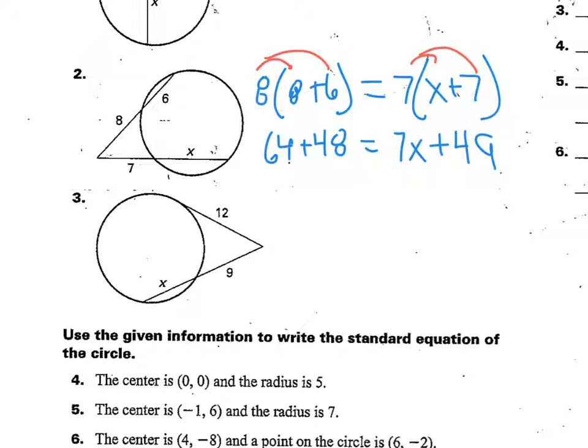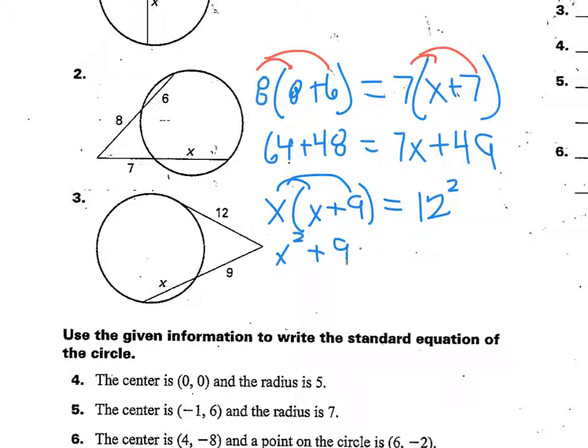Similar to that, in number 2, we're going to take x times x plus 9 equals 12 squared. And you've got to multiply those two, so you're going to get x squared plus 9x equals whatever 12 squared is. You need to square that. And finish solving for x.